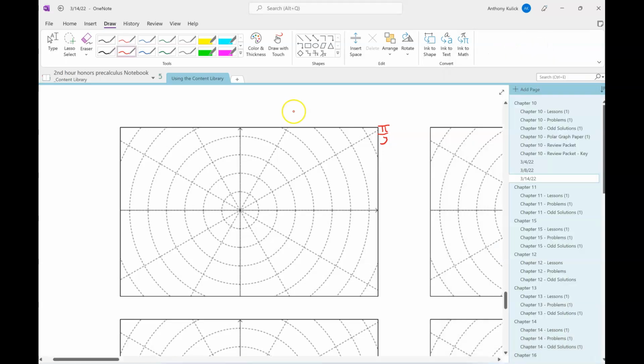So that one's like pi over 3. This would be like, well, I guess this is 0. 2 pi over 3.